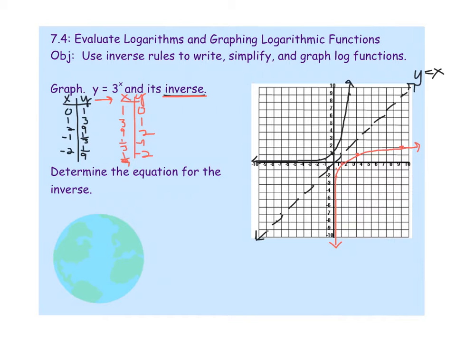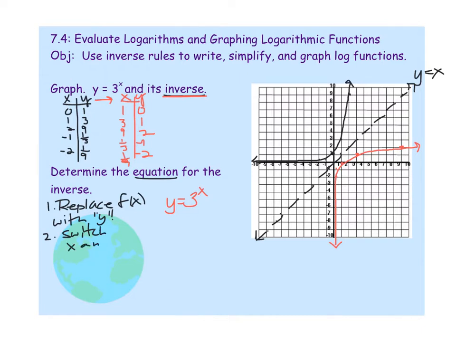Next, we're asked to determine the equation for the inverse. If you recall our steps from before when we had linear functions, our first step was to replace f of x with y. And that made that solving for y process go a little bit better. In this case, we already have y equals, so we're good to go on that first step. In the second step, we said switch x and y, just like we did with our ordered pairs.